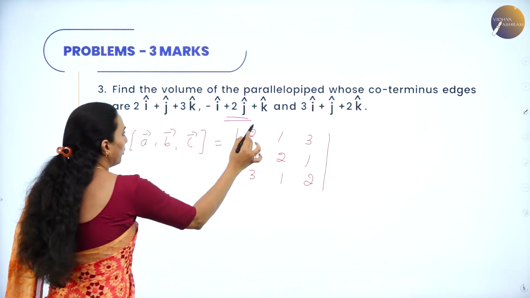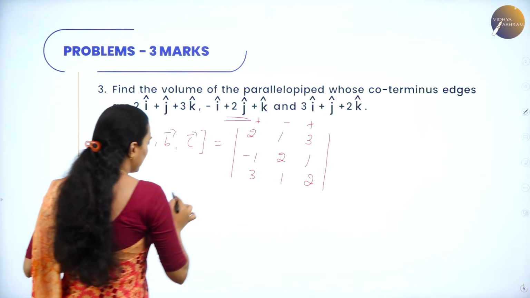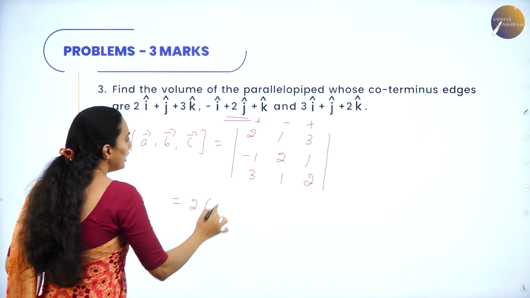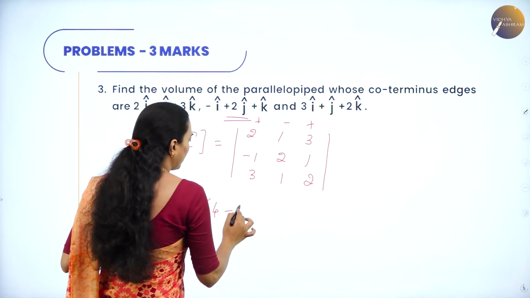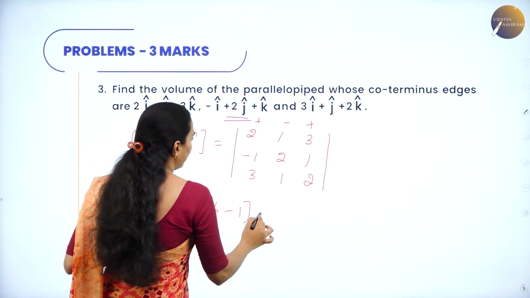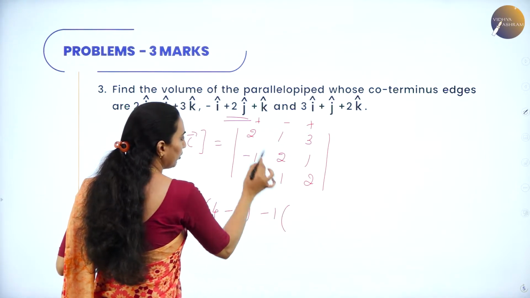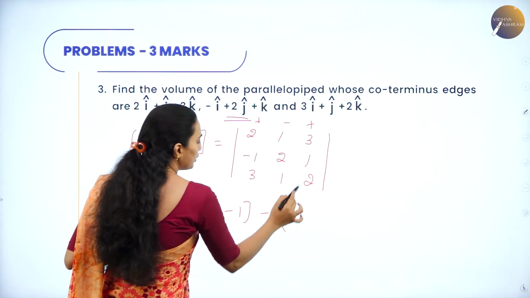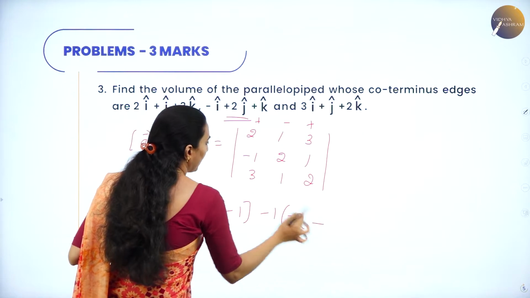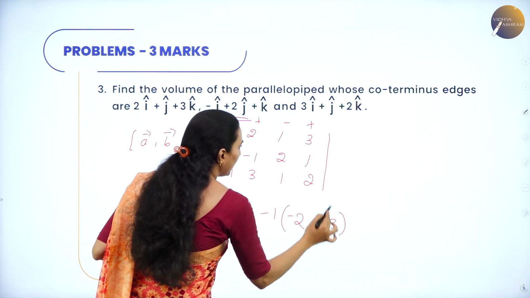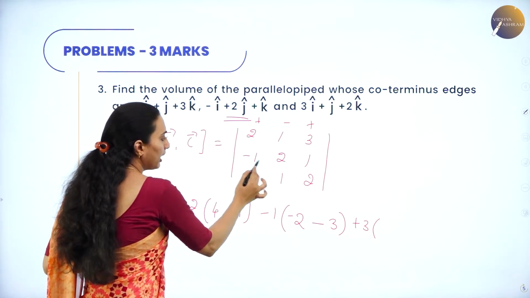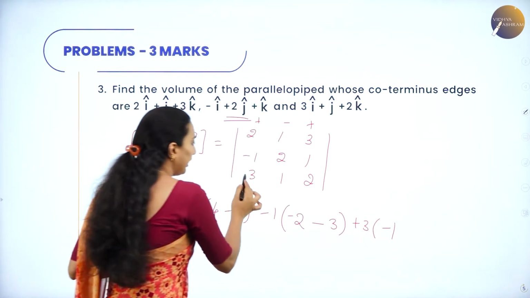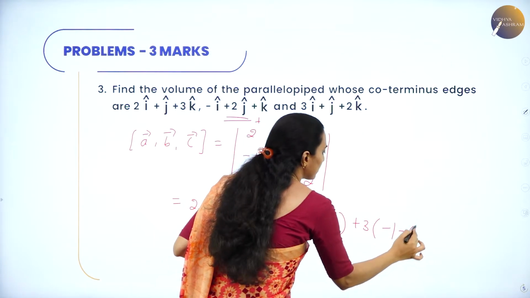Expanding this, now plus, minus and plus, so 2 into, leaving the first column first row, 2 2s are 4, minus 1 into 1 is 1, correct? Again minus 1 into, leaving the second column first row, minus 1 into 2 is minus 2, again minus 3 into 1 is 3. Similarly, plus 3 into, leaving the third column first row, minus 1 into 1 is minus 1. Again 3 into 2 is 6.